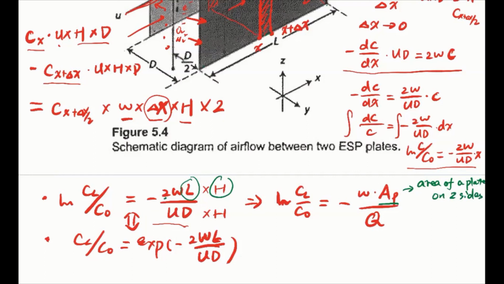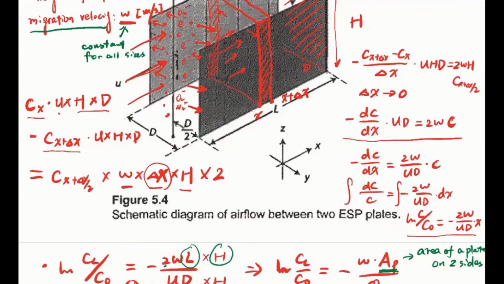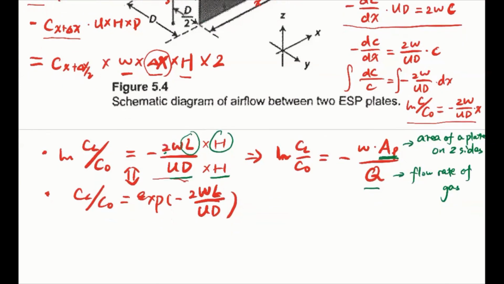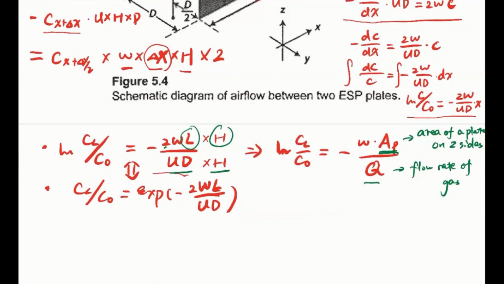Okay, so we use AP here to represent the area of the plates on 2 sides. So on the denominator, we have U multiplied by D multiplied by H. So D is the distance between the 2 plates. H is a height, and then we multiply that by U. That is the flow rate. Okay, it's the flow rate of the gas, right?